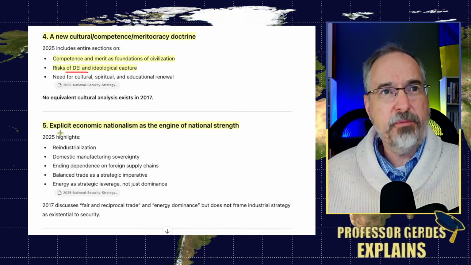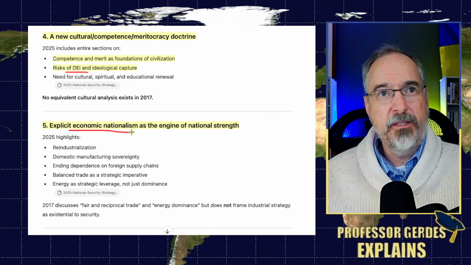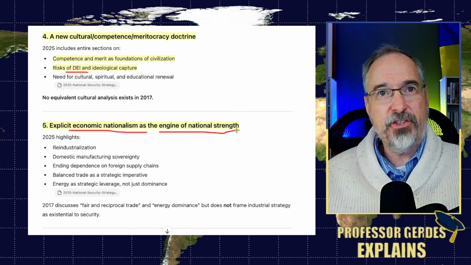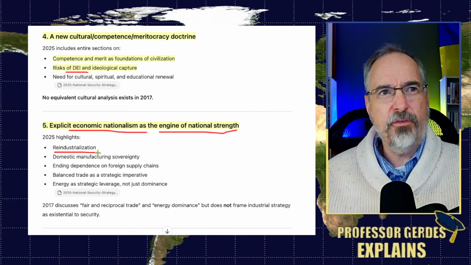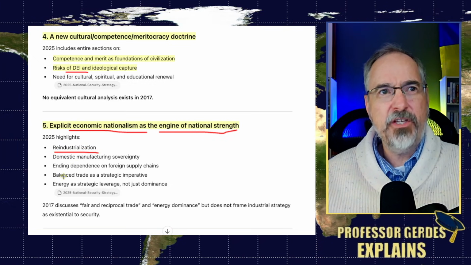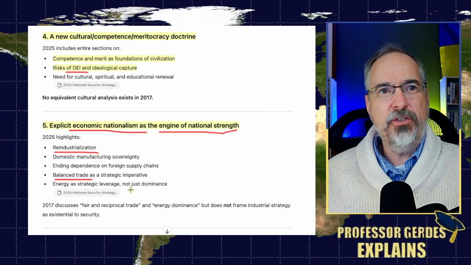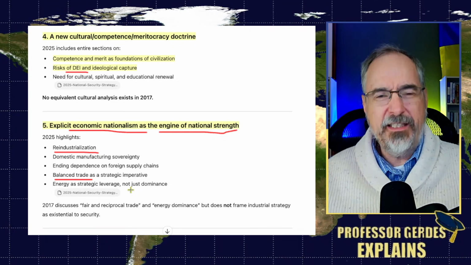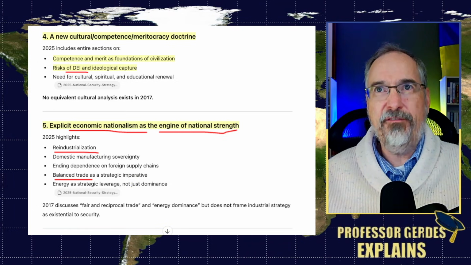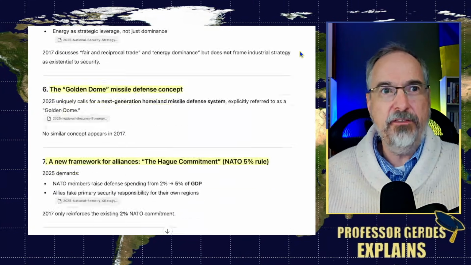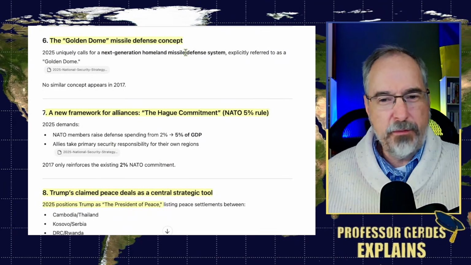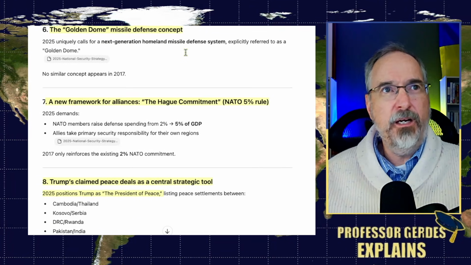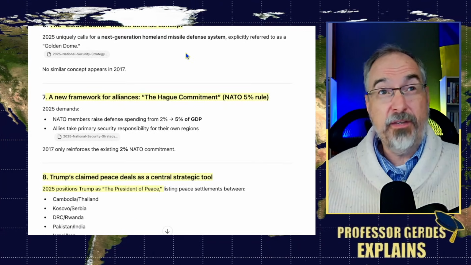And then explicit economic nationalism. This is big as the engine of national strength. So there's a real strong emphasis on reindustrialization and tariffs and balanced trade and really focusing on economics like was not there before. That's a new innovation. And then the Golden Dome missile defense concept is something that Trump dreamed up within the last couple of years, last year or so really. And so that's in it.